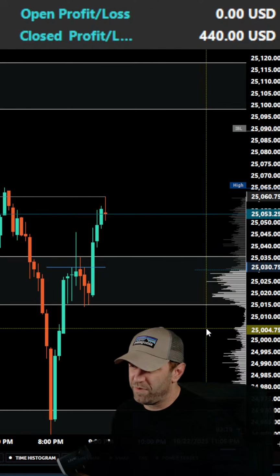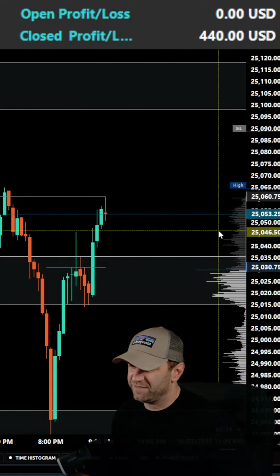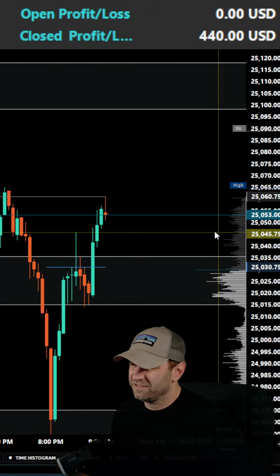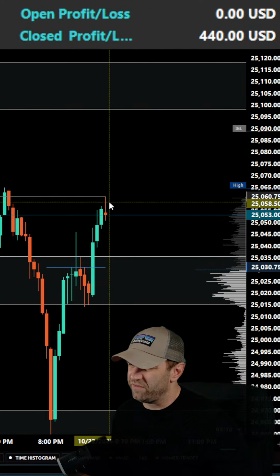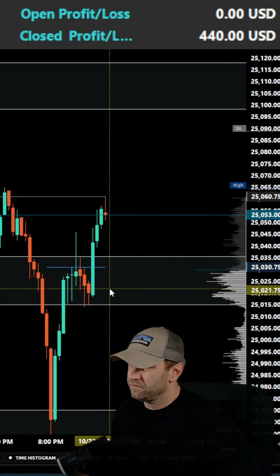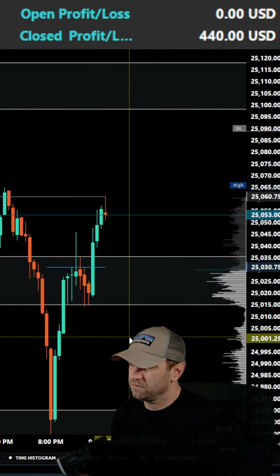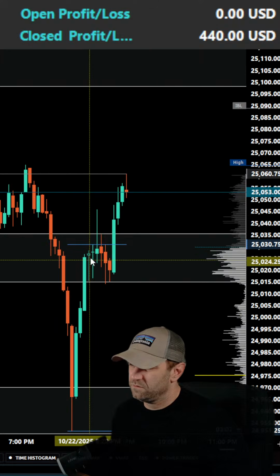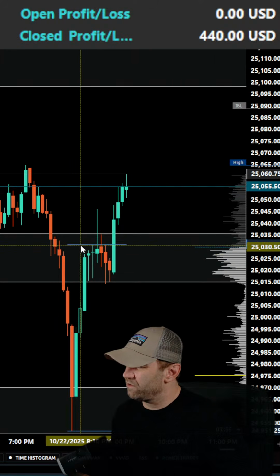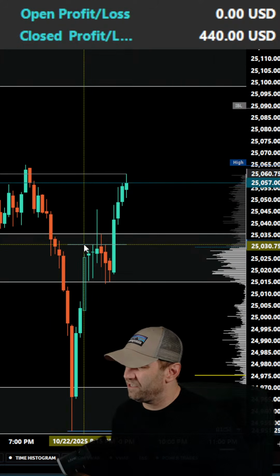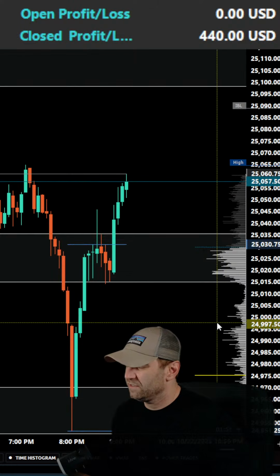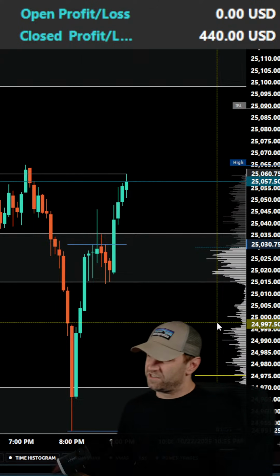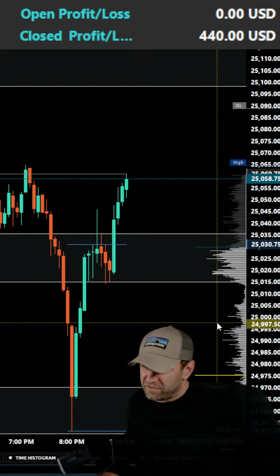All right, can we get the pullback a little bit? At least give us this 46 area, 45. It kind of rejected central pivot there. We got the Asia session 30-minute opening range high down here at 25,030. Hopefully this doesn't just take off without us.